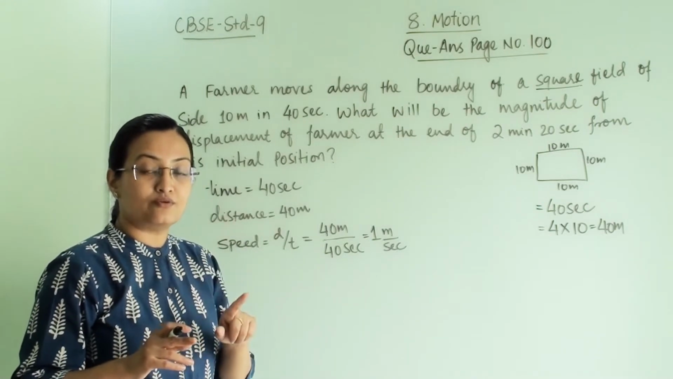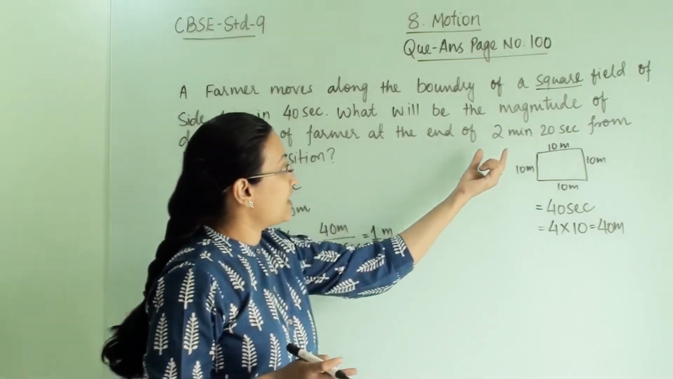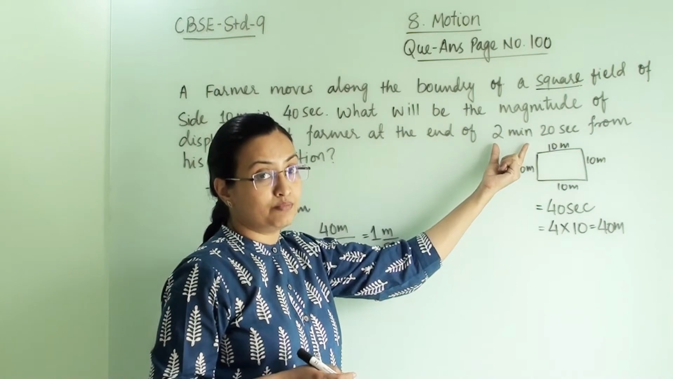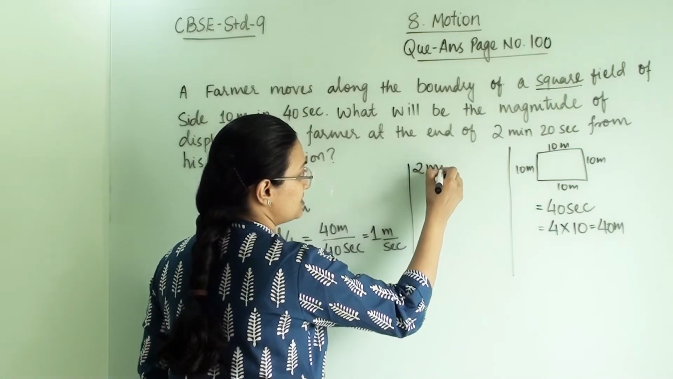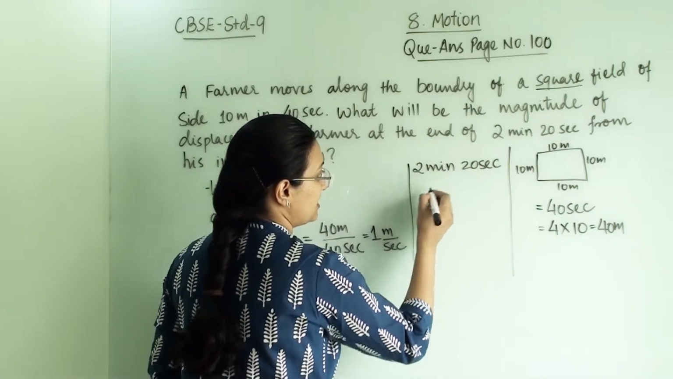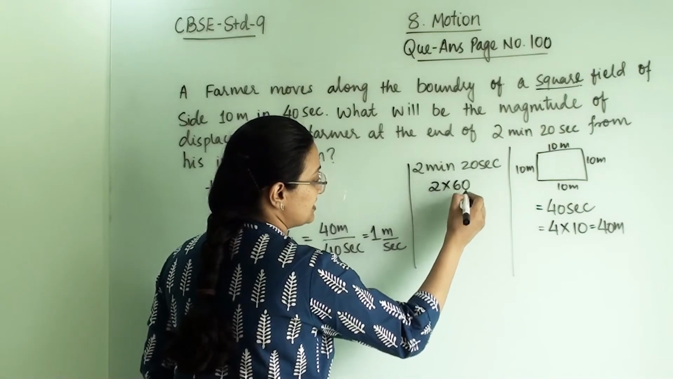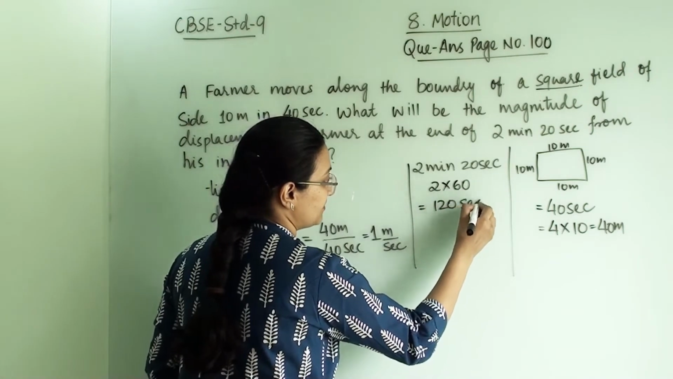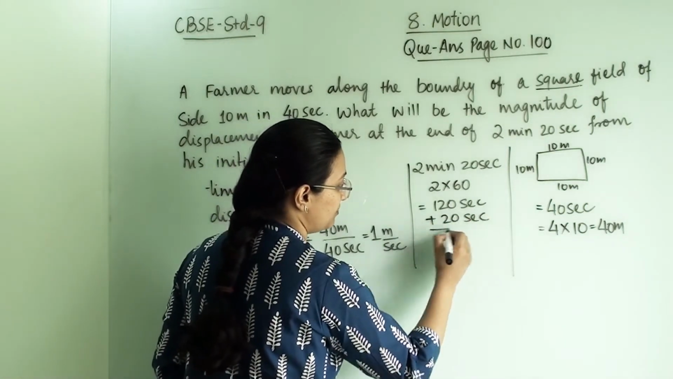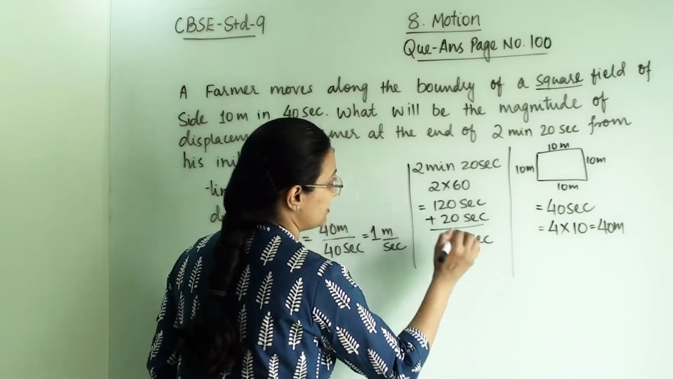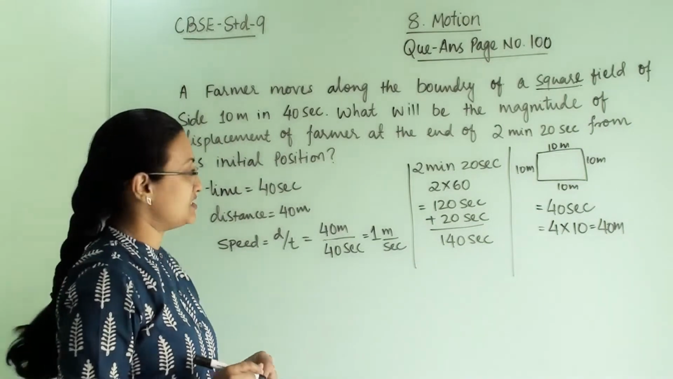So for that, first we have to find out the distance. Then we can find out the displacement. So let us check what time they have given: 2 minutes 20 seconds. This is in minutes, so we have to convert this into seconds. 2 minutes into 60 is going to be 120 seconds. Now this 120 seconds plus 20 seconds, so the complete time is 140 seconds.